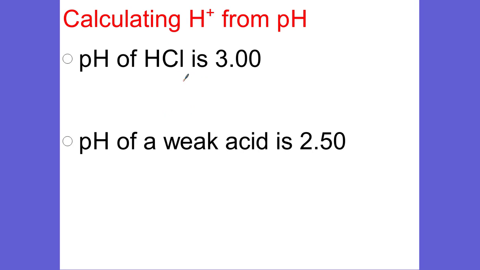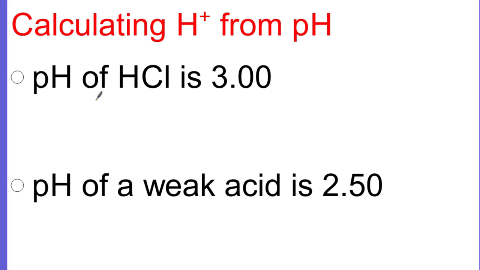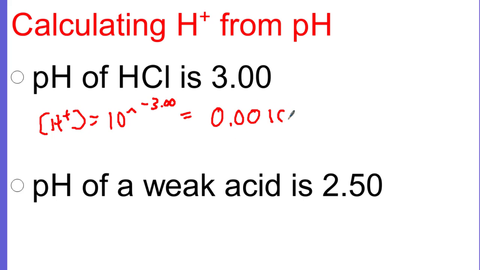Now this doesn't matter whether it's a strong acid or weak acid because the pH is the amount of H+. It's the measurement of the amount of H+ in your solution. So here we want to know the H+ from a solution of HCl with a pH of 3. So to find your H+ concentration, we're going to do that algebra, 10 to the negative of our pH, 3.00, and we end up getting 0.00100 molar of HCl, or you could say 1 times 10 to the negative 3rd molar of HCl.